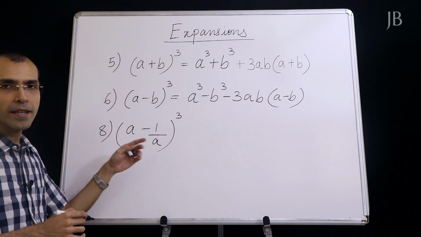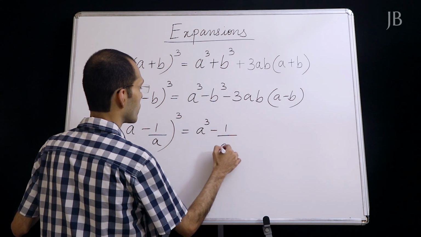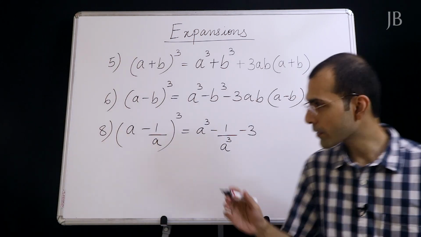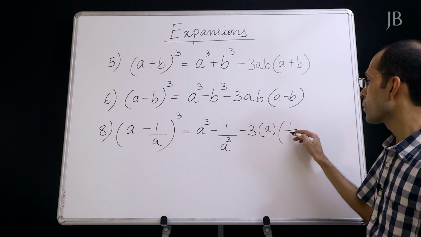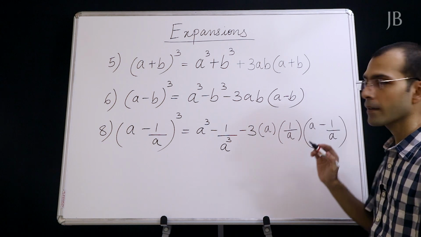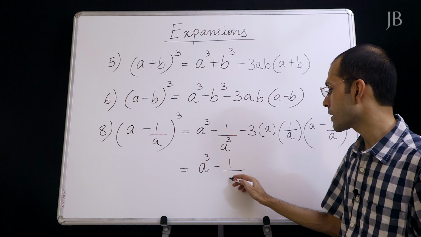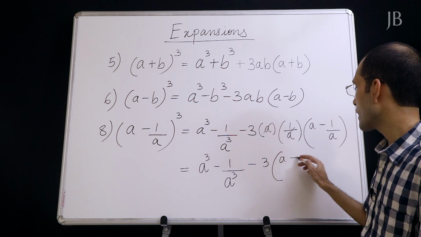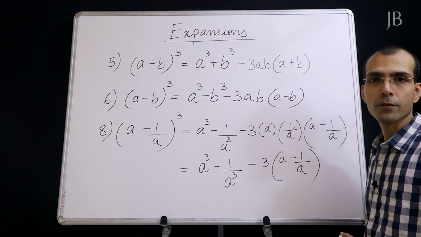A minus 1 upon a the whole cube. So this will be a cube minus 1 upon a cube minus 3ab, right? So it is 3 into first term into second term. So 3 into a into 1 upon a into a minus 1 upon a. Let's refine this further. This will be a cube minus 1 upon a cube minus 3 into a minus 1 upon a. This is done. Okay, so comfortable?